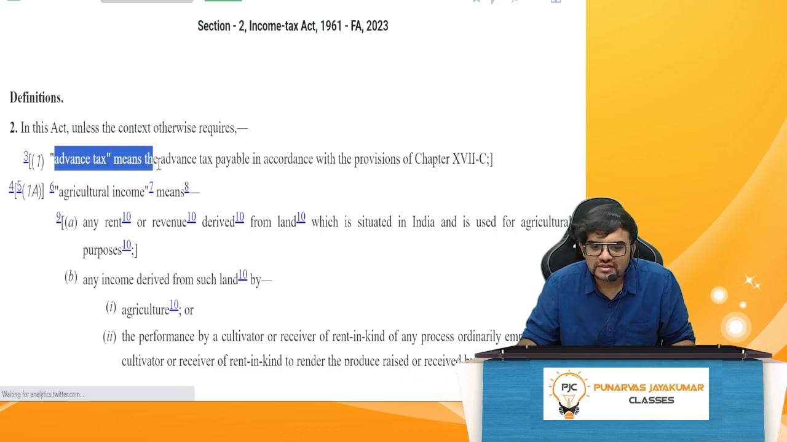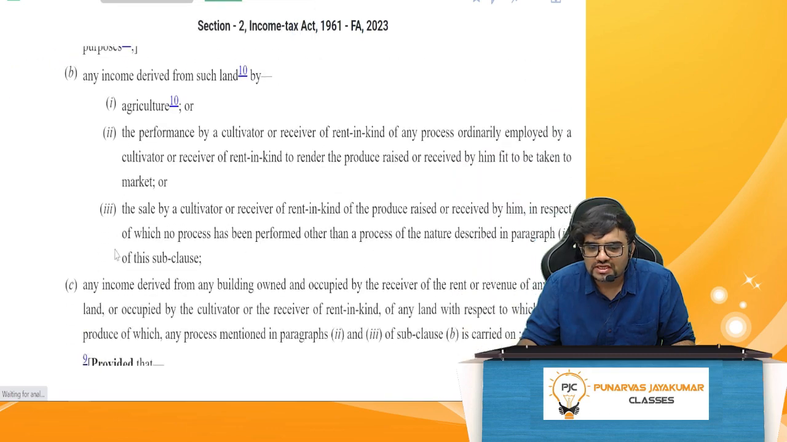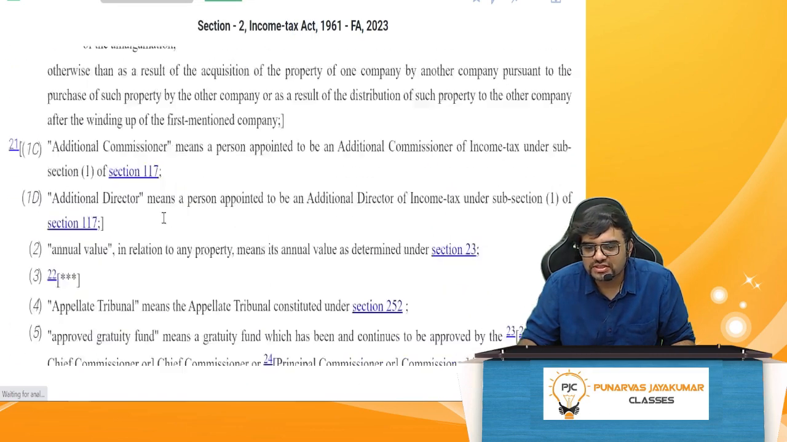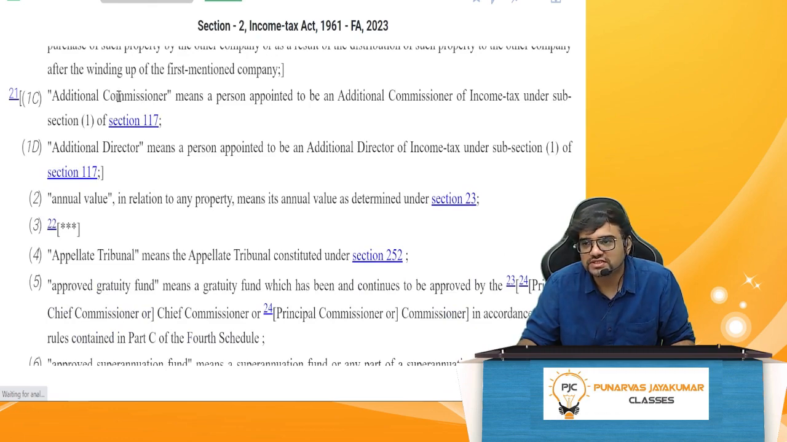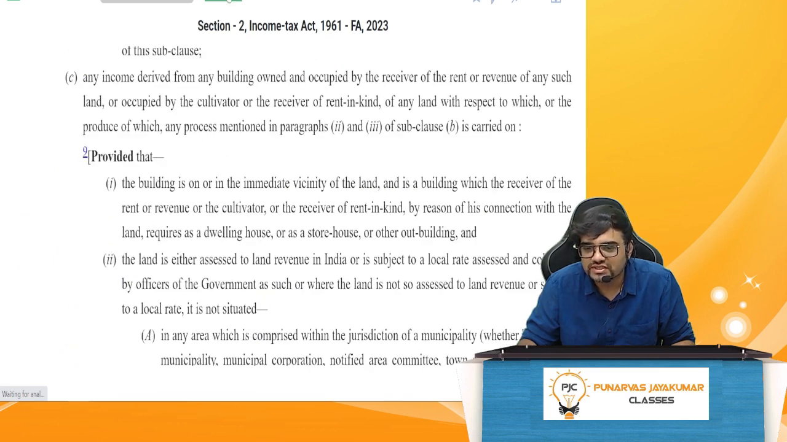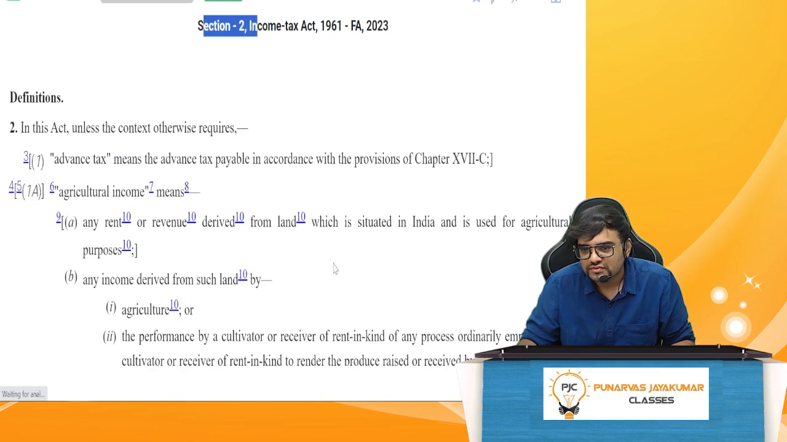Can I say the definition of advance tax is different from agricultural income? Yes. Agricultural income is different from amalgamation? Yes. Amalgamation is different from additional commissioner? Obviously, yes. So, it is like a cluster of sections coming together under one section, section 2.